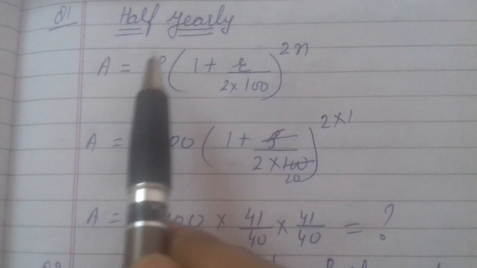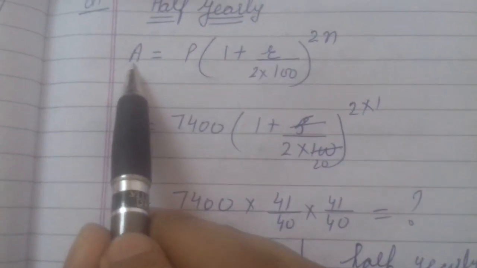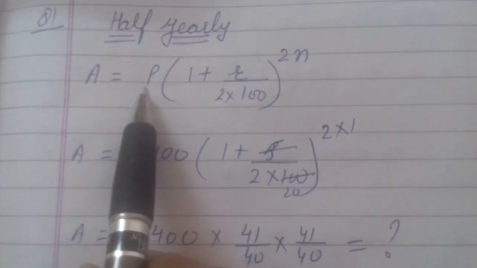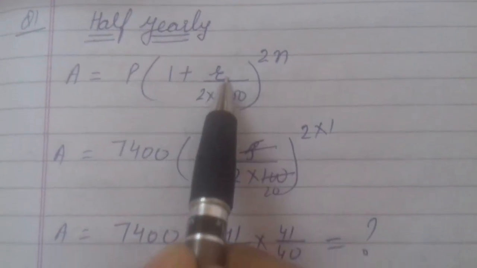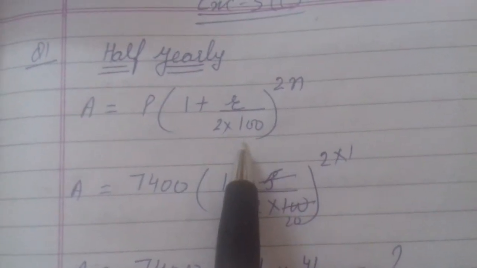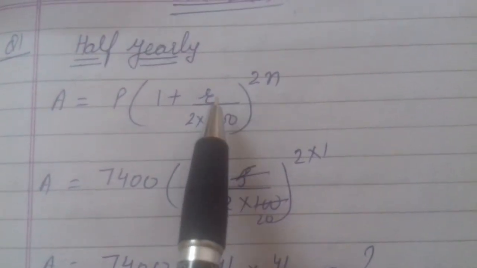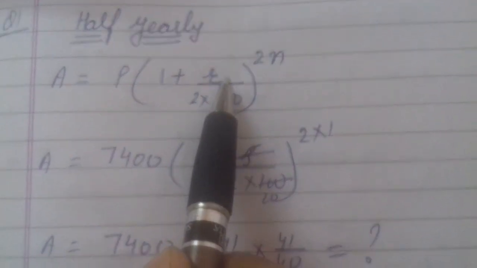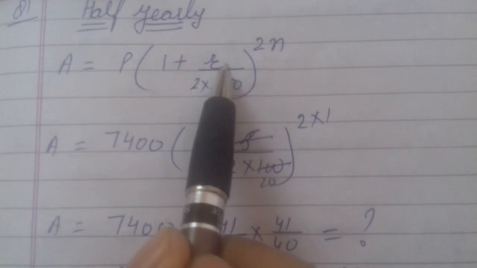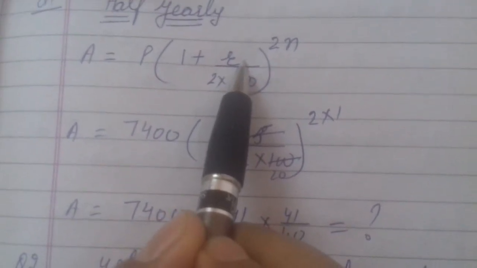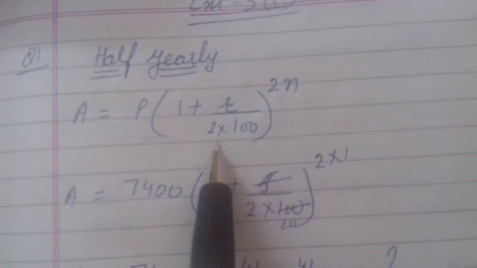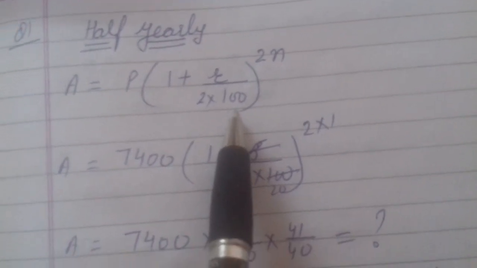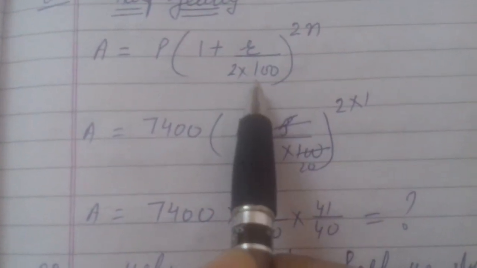Half yearly, how to find out amount. Look here, principal same only, 1 plus we were taking R by 100 in case of annually. So here in case of semi-annually we need to half the rate also. Clear? So if we half the rate, R will become R by 2. Then what will come here? R over 2 into 100. That will be R by 200.